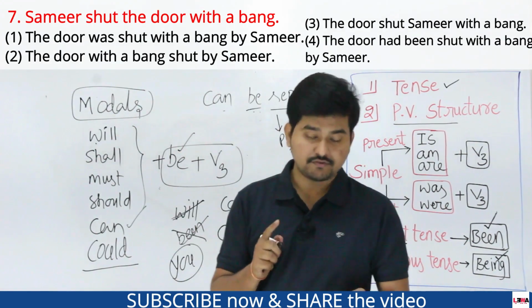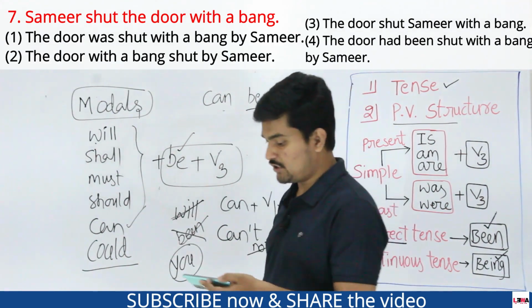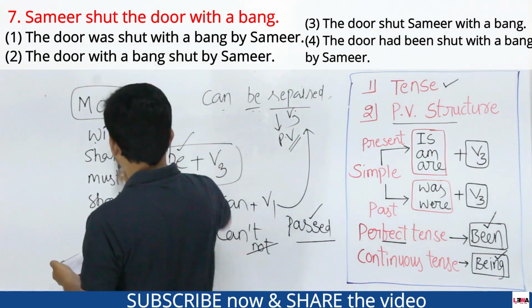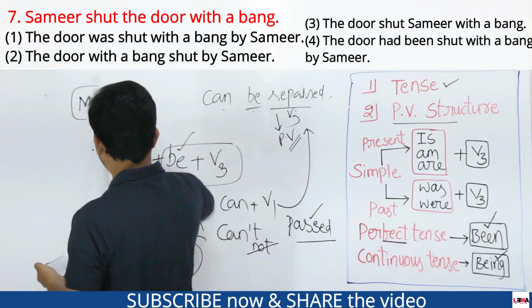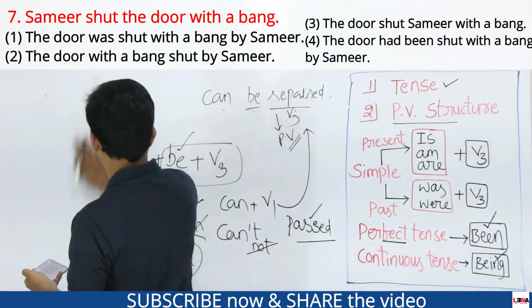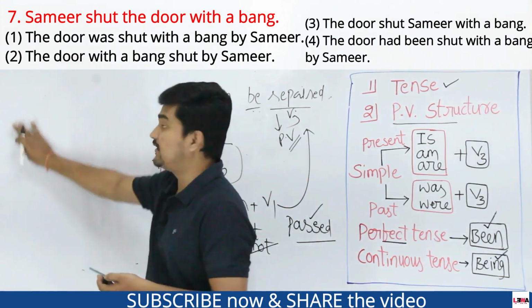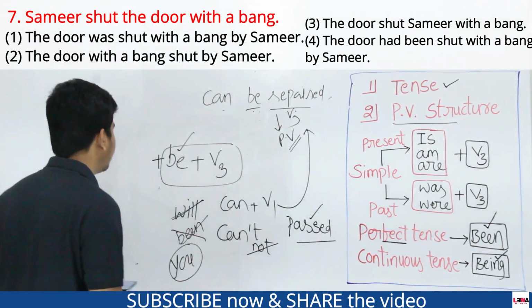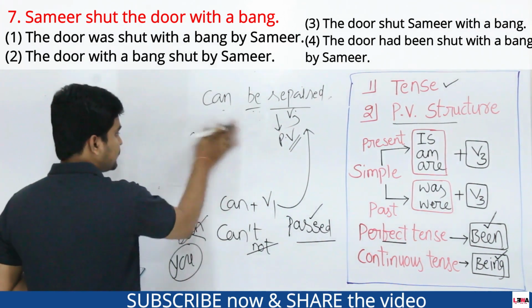Now observe the next question, 7th question. "Samir shut the door with a bang." Now in this, first of all you have to identify the tense. What is the tense used in the sentence, guys? Now, have you guessed it properly? The tense is simple past. You know, the reason is very simple. Look at the verb once: shut.